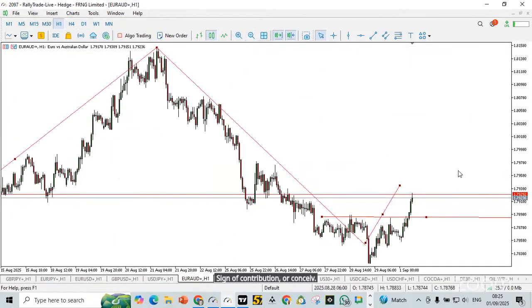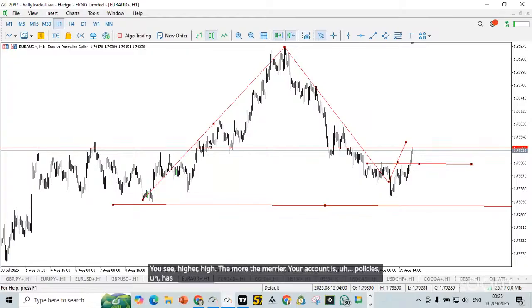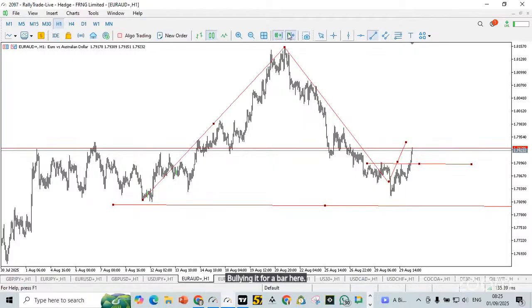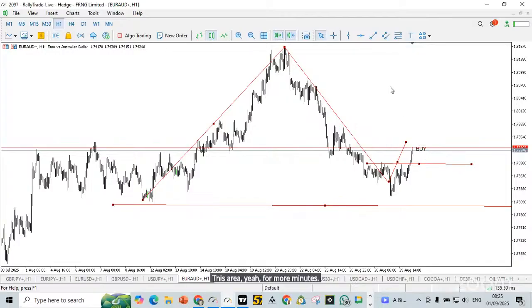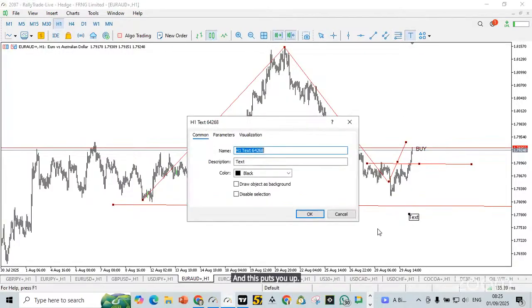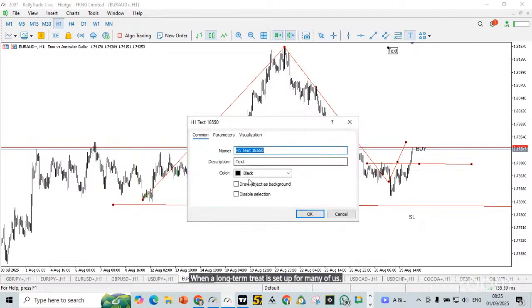And our entry time frame now, what we need to remember, we said that anytime price is moving in an uptrend and you see a higher high, the more the merrier. If your account has enough volume, you can just go ahead and go in for a buy here. Go in for a buy in this area for the moment. Go in for a buy here, and just put your stops here. This is the swing or long-term trade setup for many of us. And this will be our target.